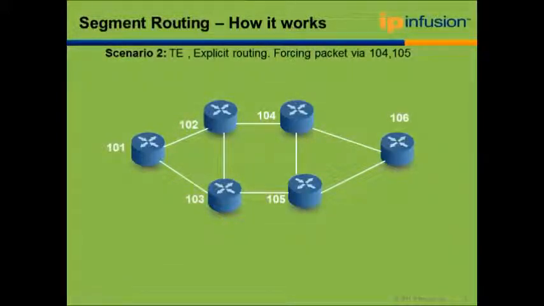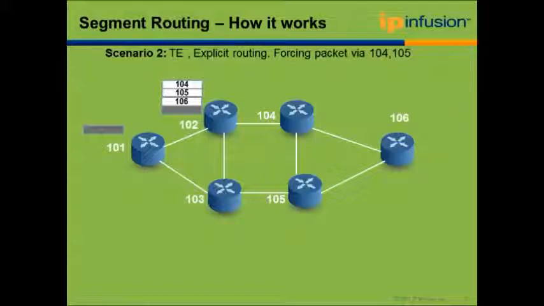So let's see the second scenario. This is for a traffic engineering explicit routing case. Here we'll see how a packet will be forced to go via 104, 105 and then to 106, instead of going directly from 104 to 106 like the shortest path which we saw in the previous example. Every node is assigned node segments, as you can see from 101 to 106. When the packet arrives at 101, that is the ingress node, it will push a list of segments into the packet: 104, 105 and 106. So the packet reaches 102 via IGP.